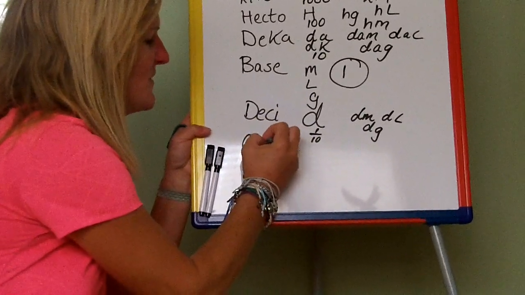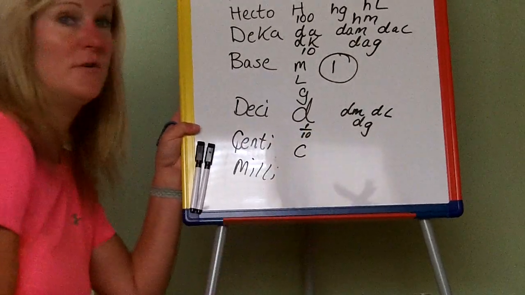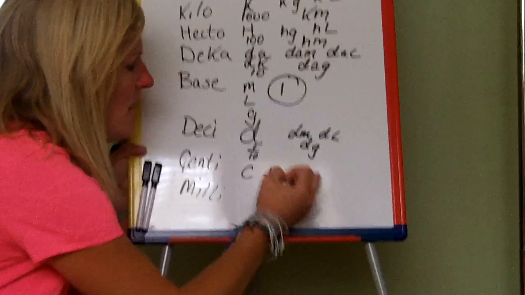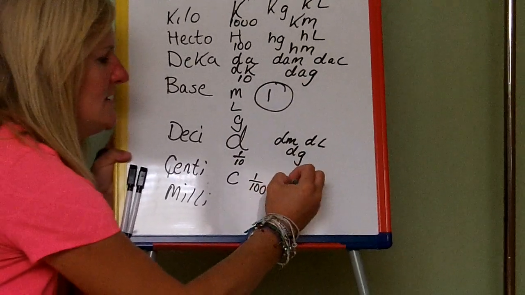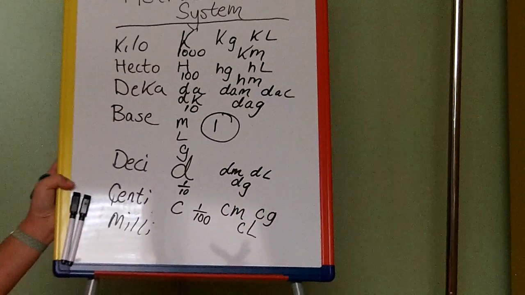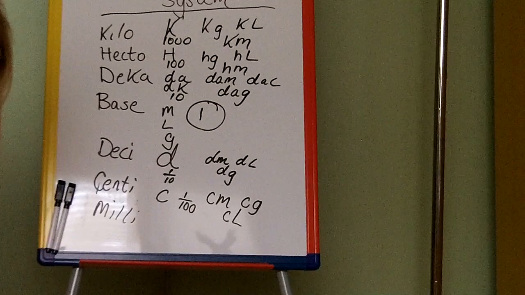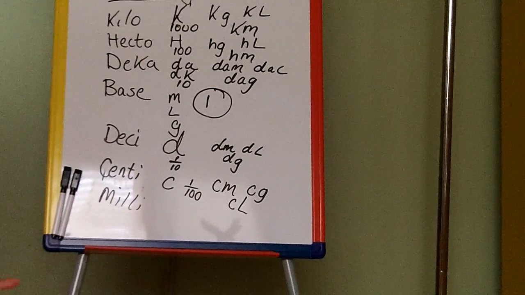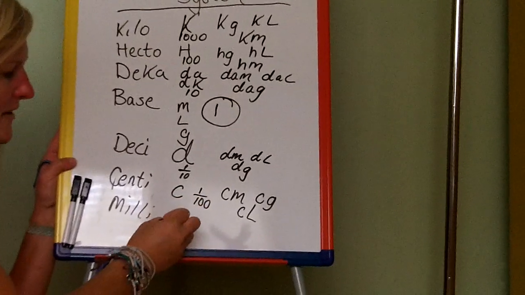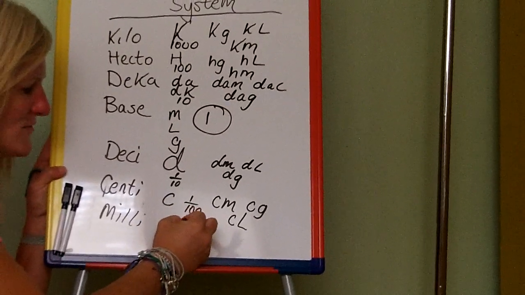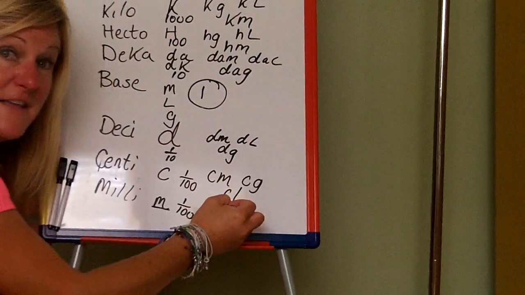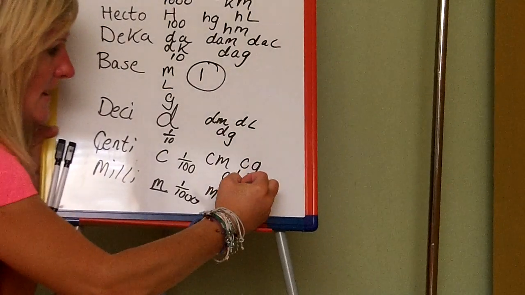Then, oh, this is the one you're all familiar with, the centi, abbreviated with the letter C, and this is a hundredth. So we have centimeters, centigrams, and centiliters. And then our smallest unit, yes, it does go smaller than milli, but for our purposes, we're going to just stick with the little milli. We abbreviate milli with the letter M, and this is 1,000th. Millimeters, which you probably have seen on the ruler with centimeters.